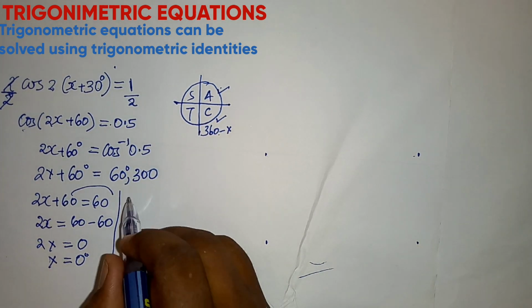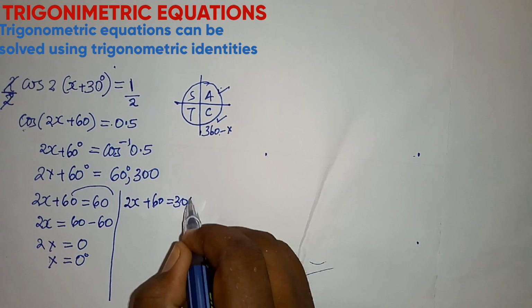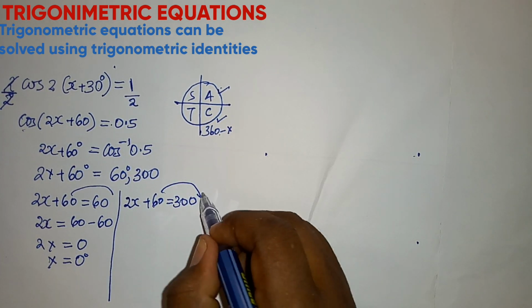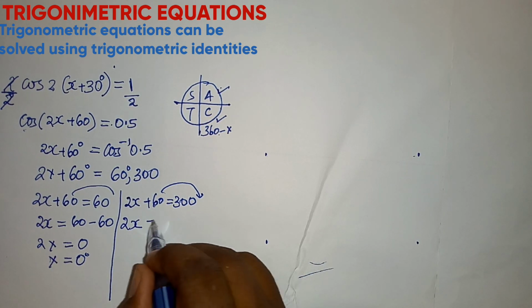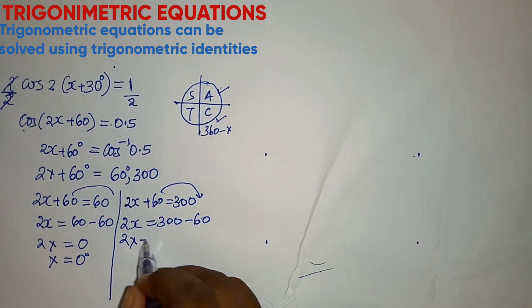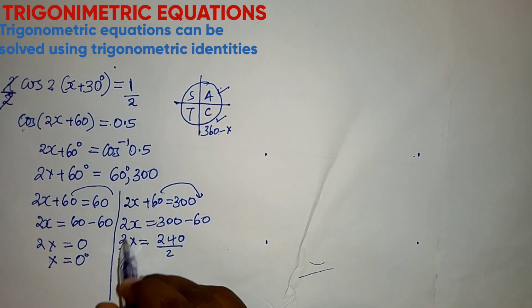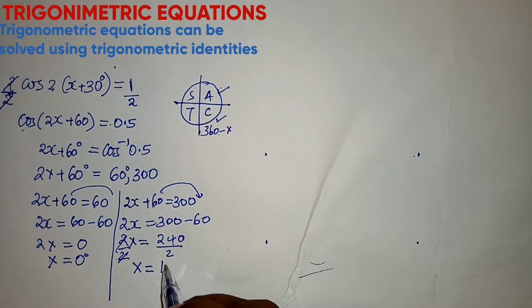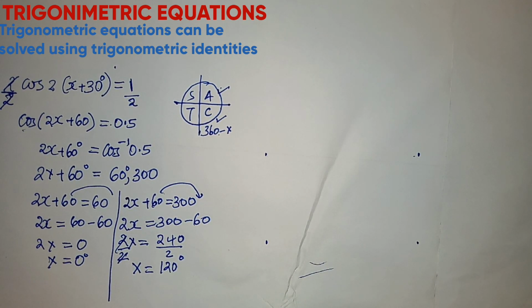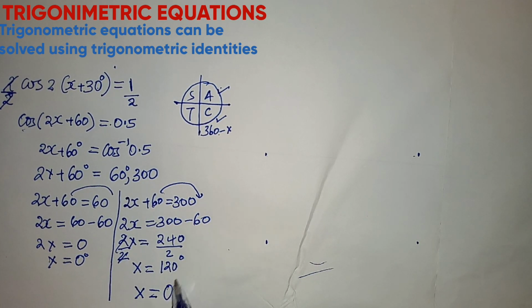Or 2x plus 60 will be equal to 300. Take 60 to the other side. So we have 2x equal to 300 minus 60. So 2x will be equal to 240, divided by 2. Therefore x will be equal to 120. So the complete solution for the equation will be x equals 0 degrees and 120 degrees.